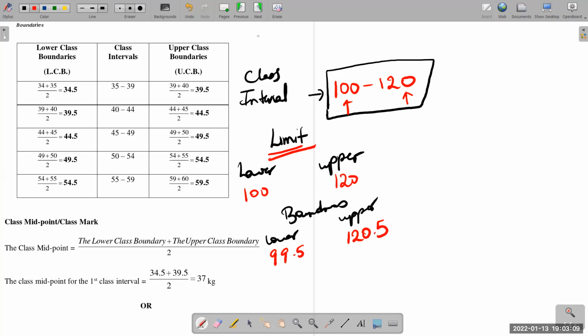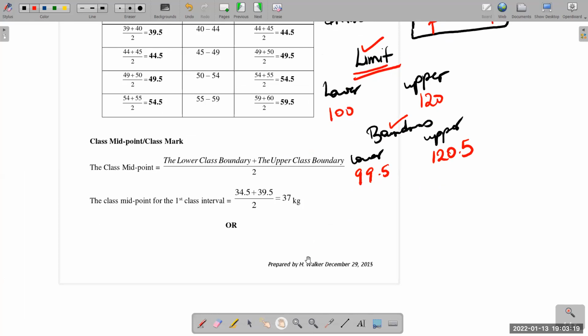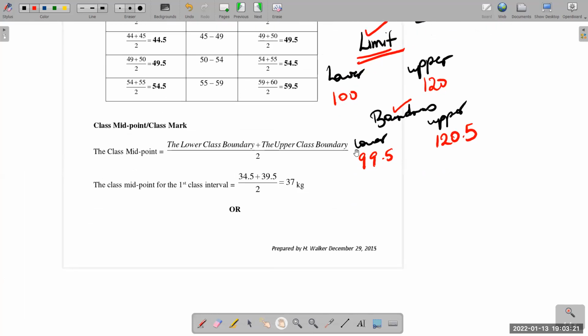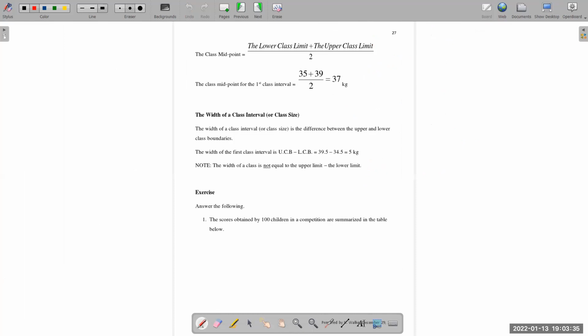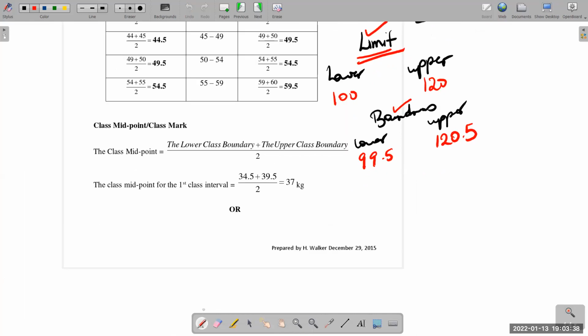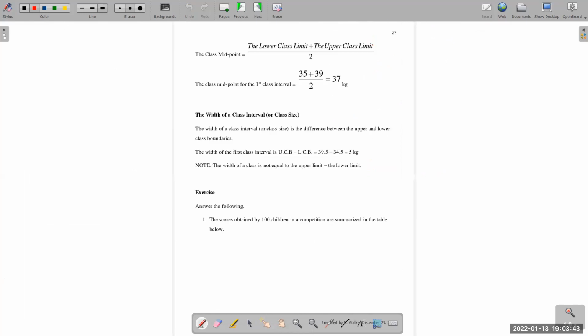So we've covered class interval, class limits, and class boundaries. And now we're going to look at the midpoint of a class. Obviously, midpoint is in the middle, right? So anytime you need to find the midpoint, you can use either the limits or the boundaries. It depends on which one is the easiest for you, because guess what? The answer is going to be the same.